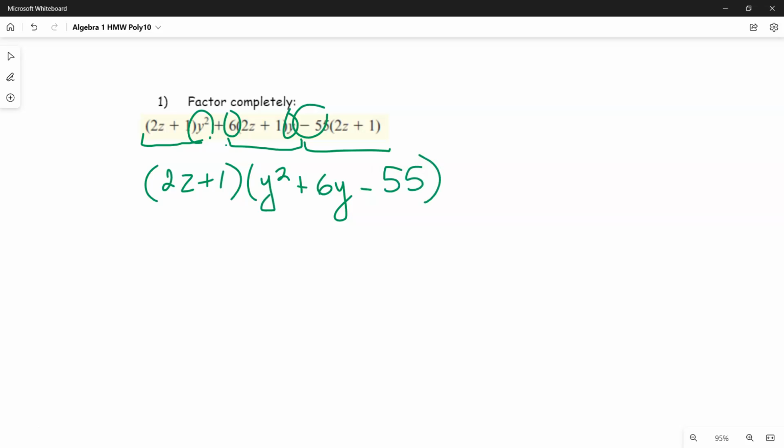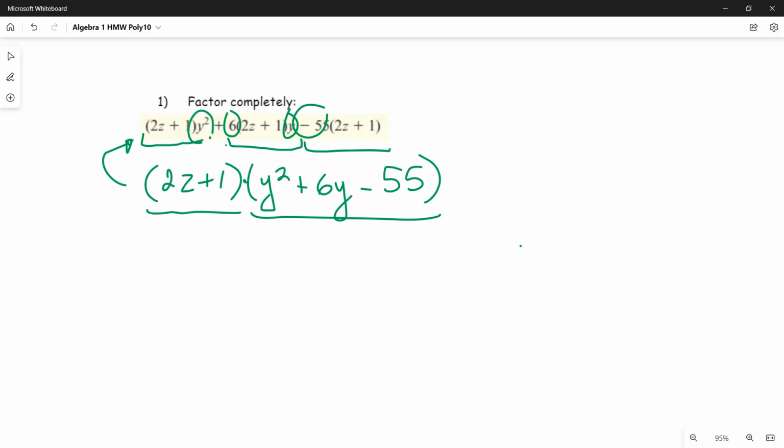We want to make sure we factor this correctly. We can distribute and see if we arrive at the original polynomial. So now we have factored this polynomial as a product of two factors. The first factor is the binomial 2z plus 1, and the second factor is the trinomial y squared plus 6y minus 55. Now our second question is always, can we factor more?